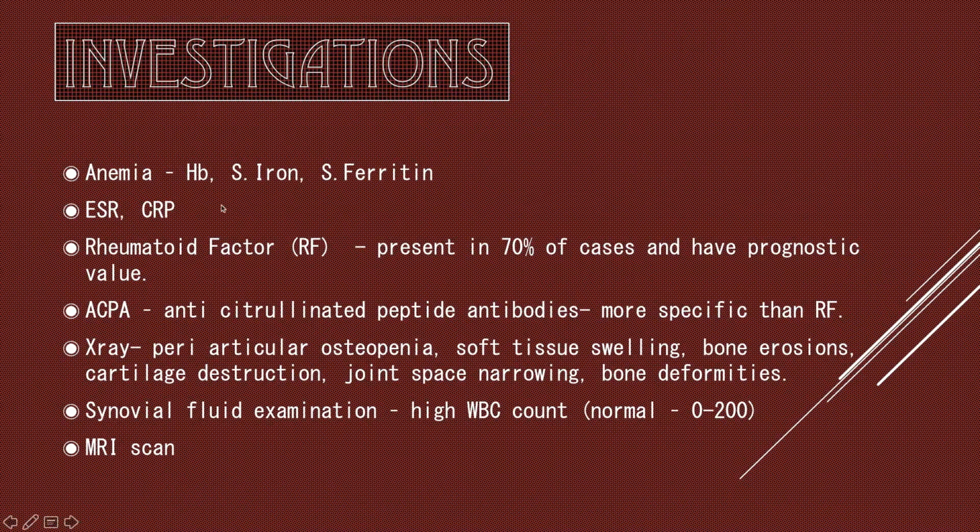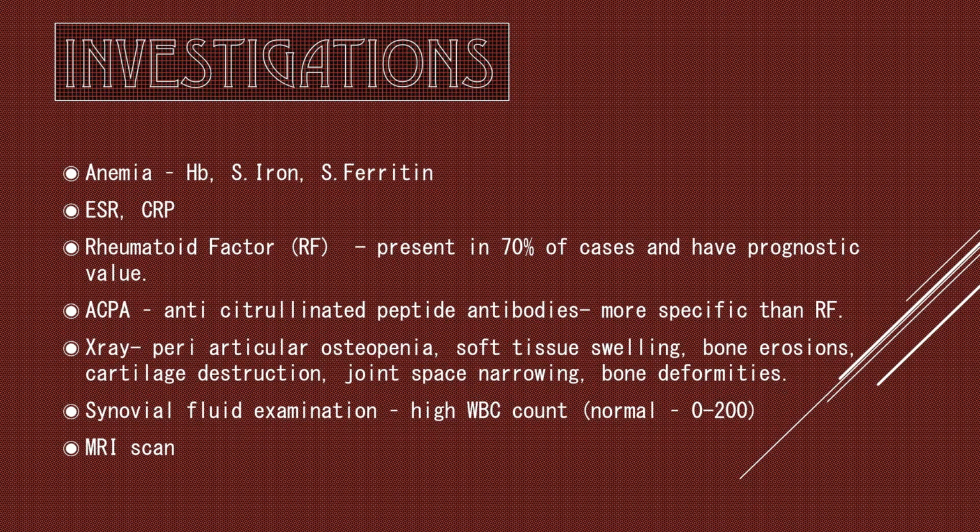Investigations: anemia, because it is an inflammatory disease, so it will lead to anemia of inflammation. Serum iron levels will be low, whereas serum ferritin levels will be normal or raised. ESR and CRP are abnormally raised. Rheumatoid factor is present, but only in 70% of the cases. In 30% of the cases, patients will have rheumatoid arthritis but will not have rheumatoid factor. Also, rheumatoid factor has prognostic value: the higher the rheumatoid factor, the more chances of deformity and severe disease progression.